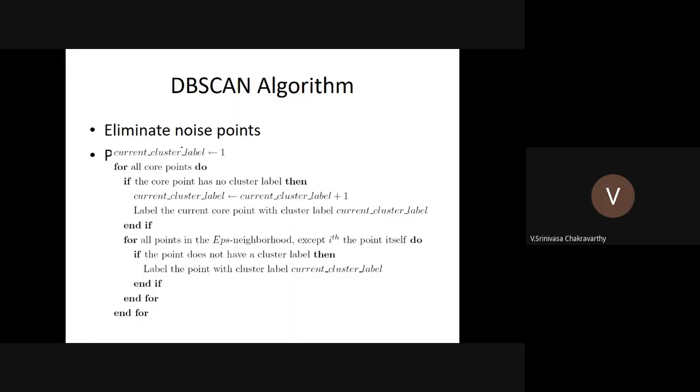So the way it works is first eliminate all the noise points. What are noise points? Points where the number of points is less than min points, and which are also not very close to any core point.